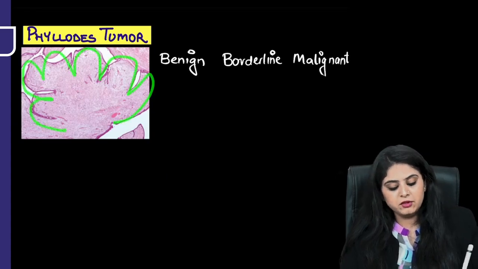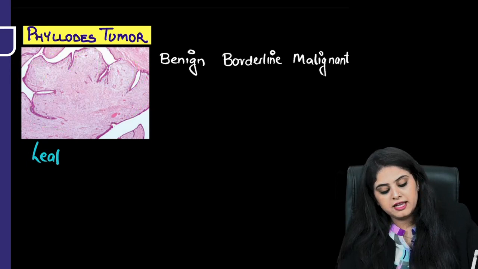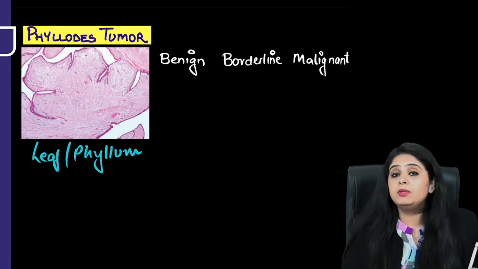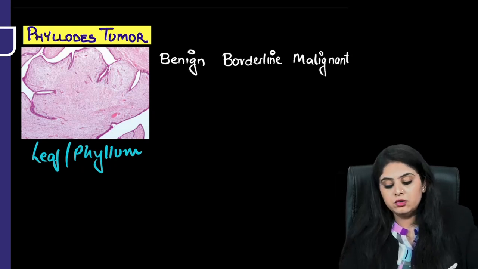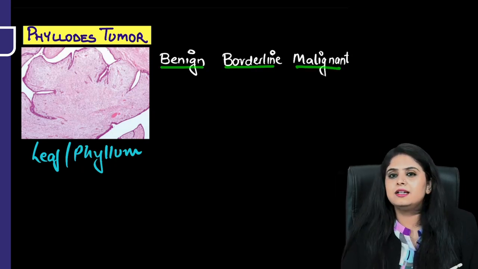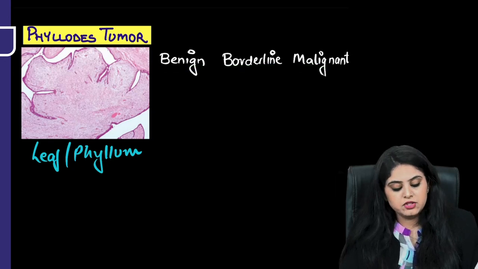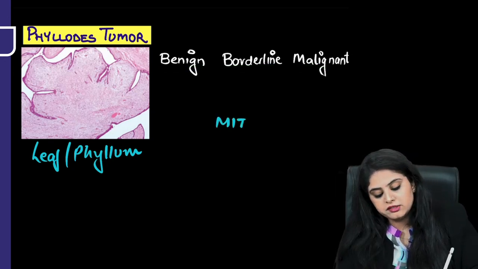There's one more tumor in the stroma that all of you know, and that looks like the very famous leaf or the phylum. So the leaf one is going to be known as the phyllodes tumor, right? And how many types of phyllodes tumor do we know? We know there is benign, borderline and malignant. How do we differentiate? We differentiate them on the basis of their mitosis.